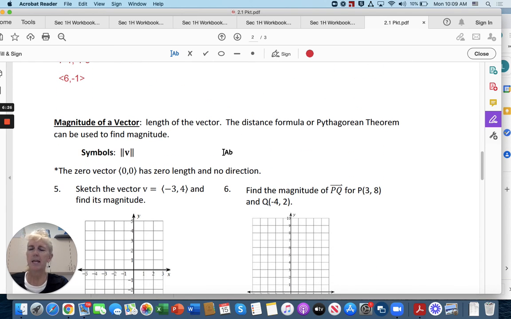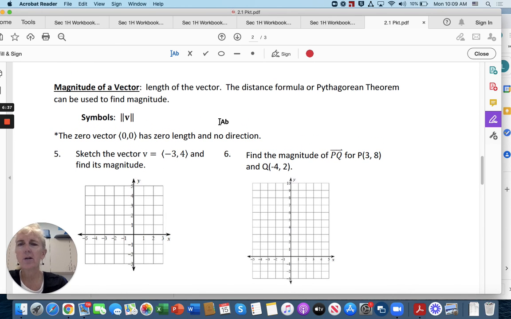Okay, next we're going to talk about the magnitude of a vector, or the length of the vector. The distance formula or Pythagorean theorem can be used to find the magnitude. So here is our symbol for magnitude of a vector. The zero vector 0, 0 has 0 length and no direction.